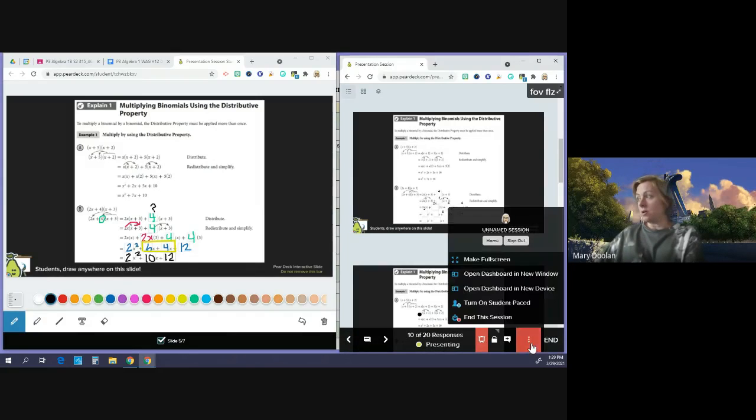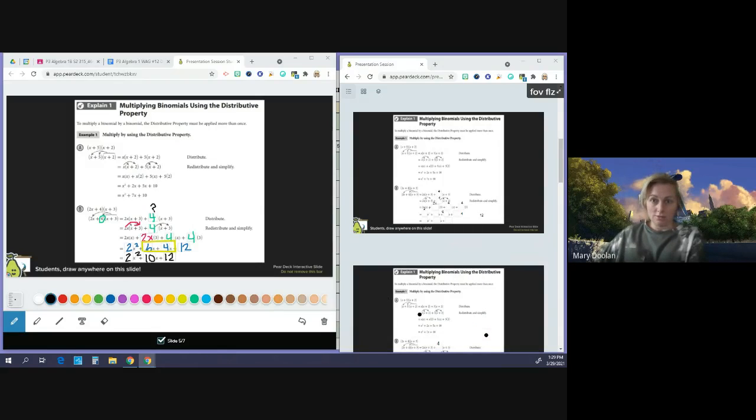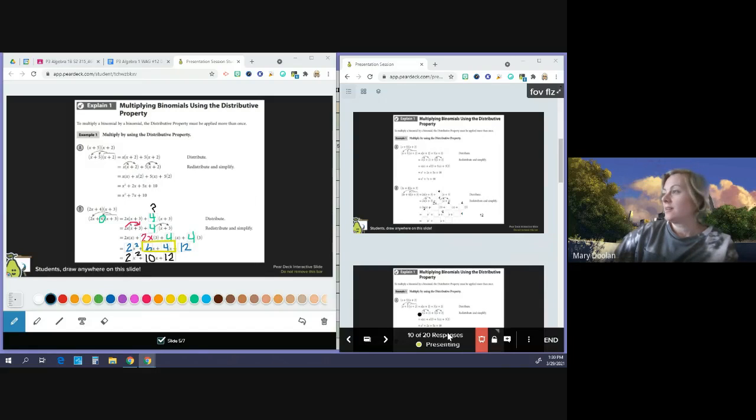All right, so any questions on that method? Because I'm going to show you the last method, which I like probably the best. It's called the FOIL method. Just remember the word FOIL, F-O-I-L, and then it tells you how to multiply a binomial. And I still use the FOIL method. That's something that it's easier to remember because it has a little mnemonic to go with it. So let me go ahead and move you guys forward.